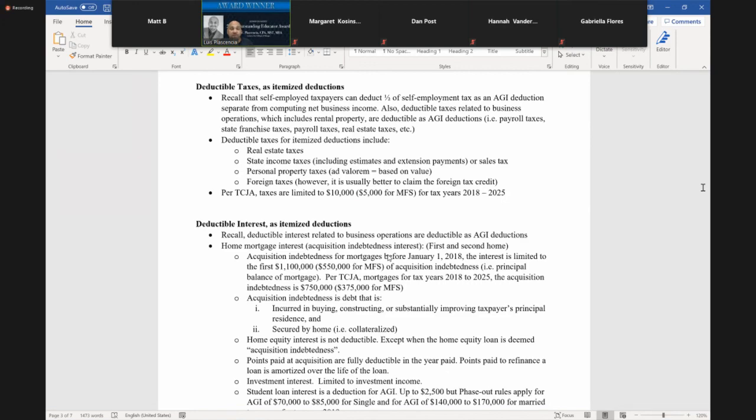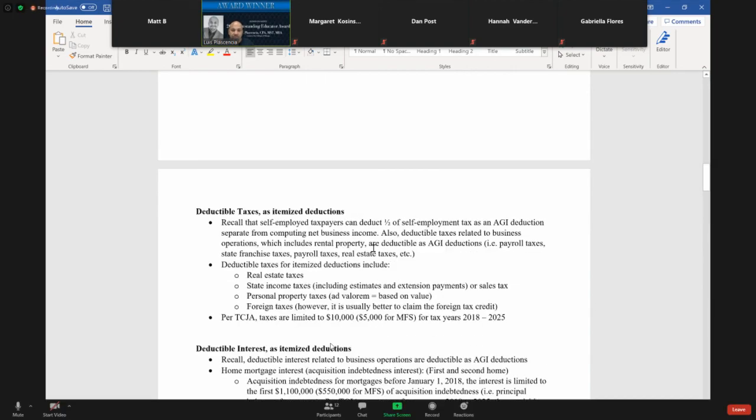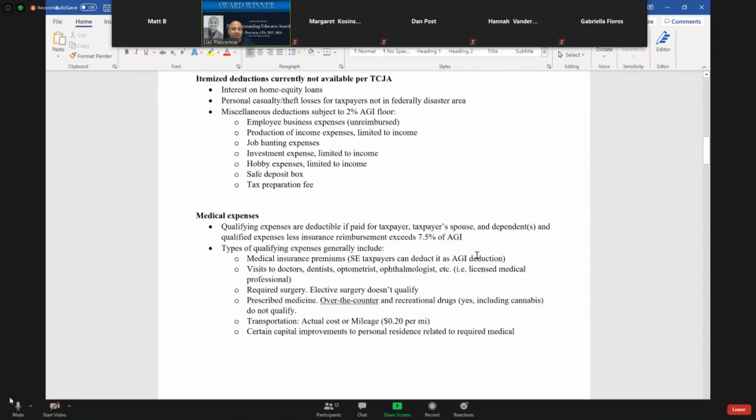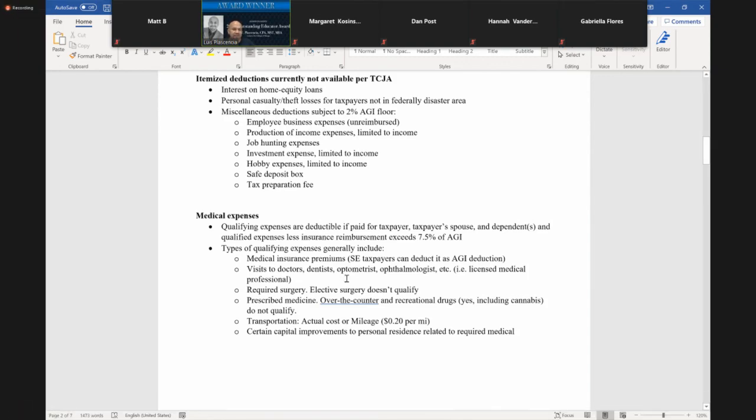Whatever your insurance doesn't cover, that's what's deductible. Yeah, that's the whole point of it. If your insurance covers it, then it doesn't even matter because you don't get a deduction for it. If the insurance didn't cover it, well, then that makes sense, then you'll be able to take the deduction.